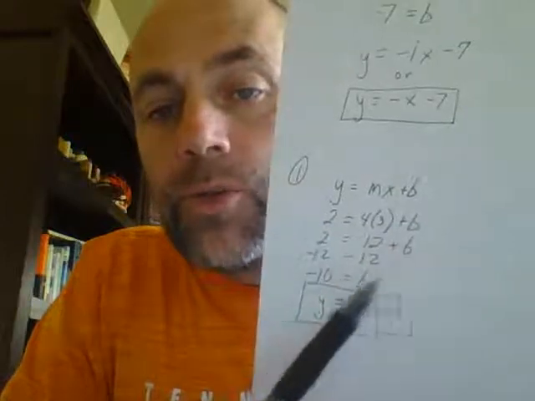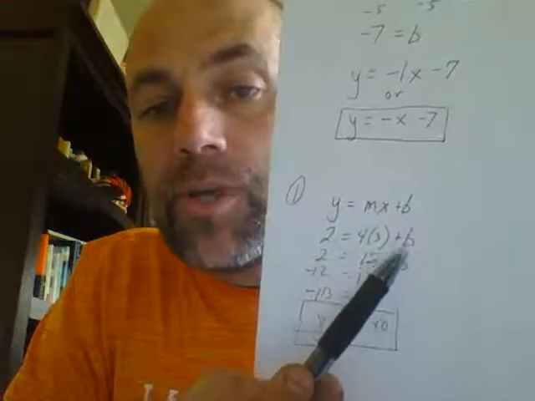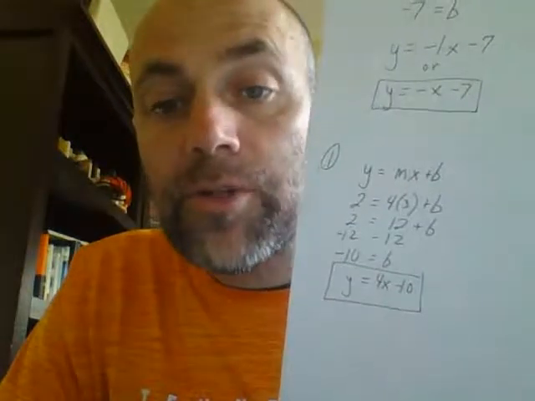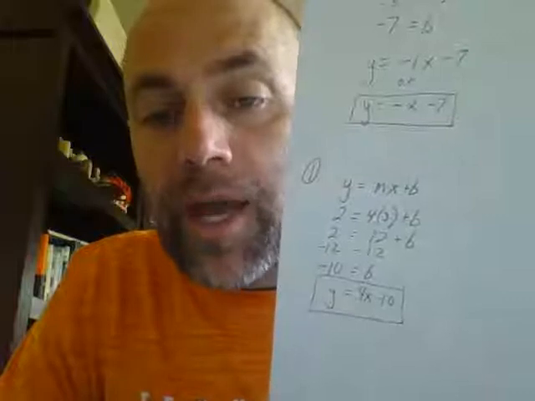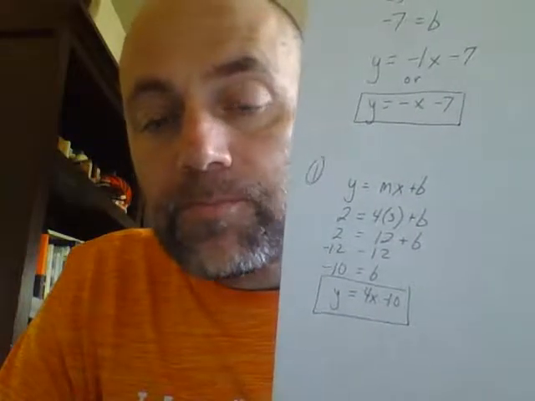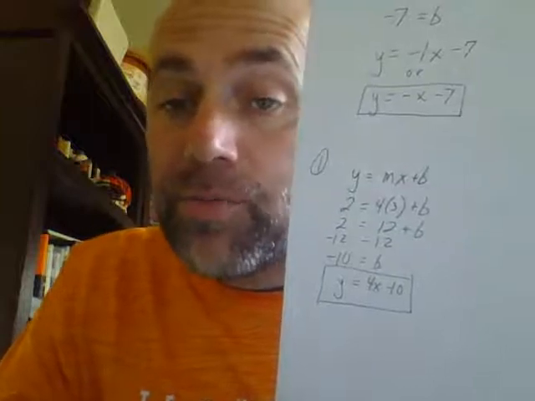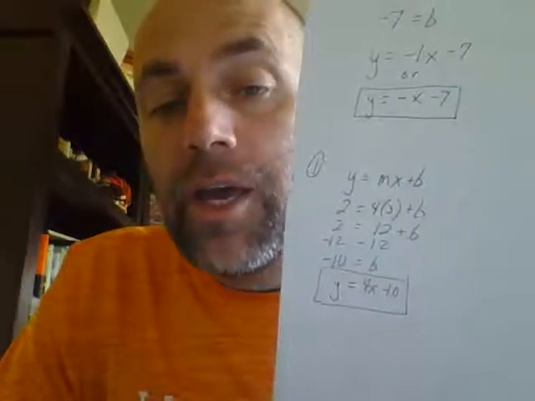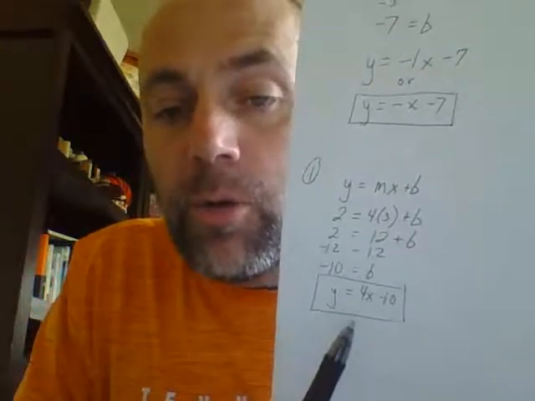Underneath it, you're going to put in 2 for the y, 4 for the slope, 3 for the x, plus b. So you're going to solve for b basically first. Once you solve for b, you're going to plug in the slope and the b back into the formula. So 2 equals 4 times 3 plus b. 2 equals 12 plus b. Subtract 12 from each side. Negative 10 equals b. So you're going to rewrite the formula. y equals 4x minus 10.